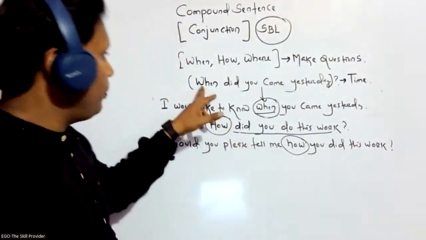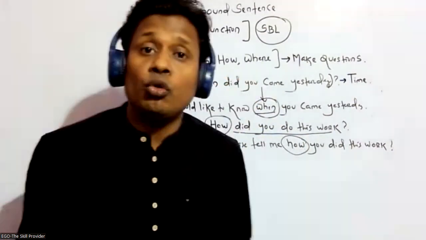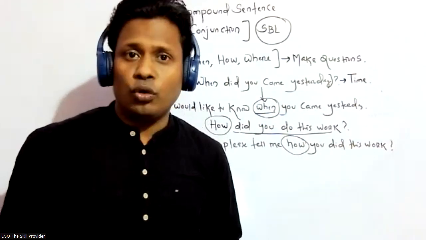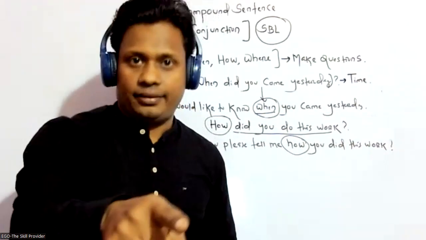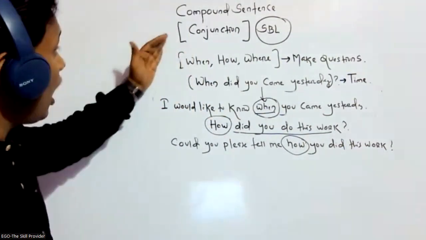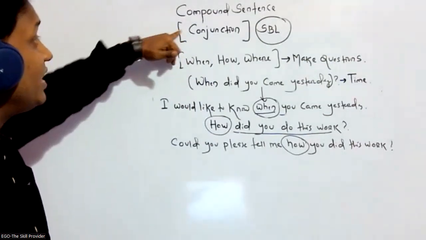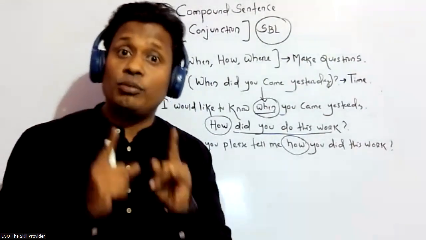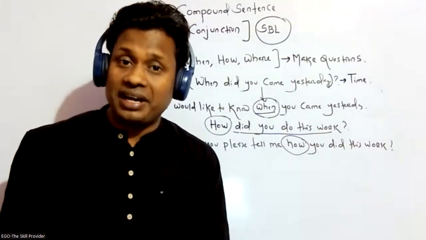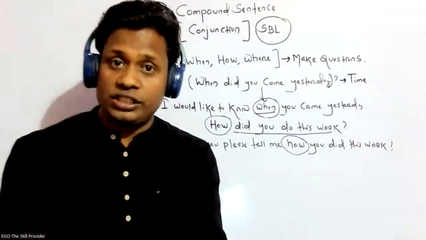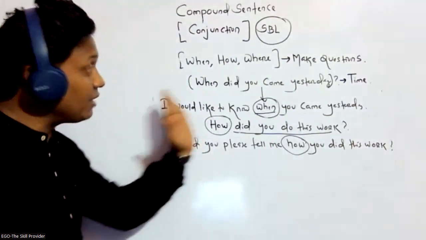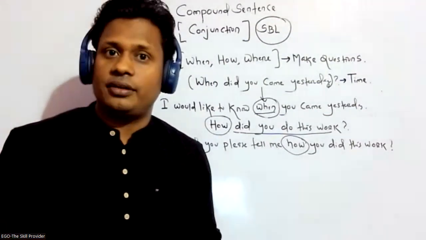Suppose you say, where did you go yesterday? I would like to know where you went yesterday. So this is how WH words are used as conjunctions. Do you understand right now, everybody? You can ask me questions because this is very important. You guys are making a lot of mistakes here.